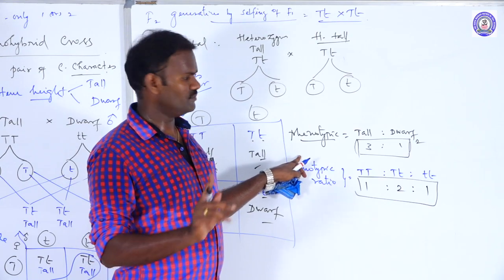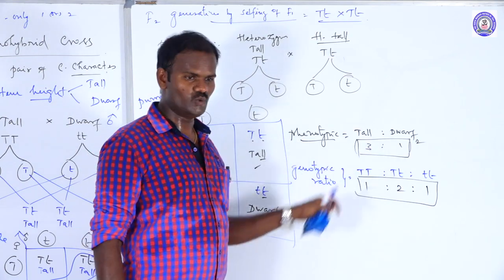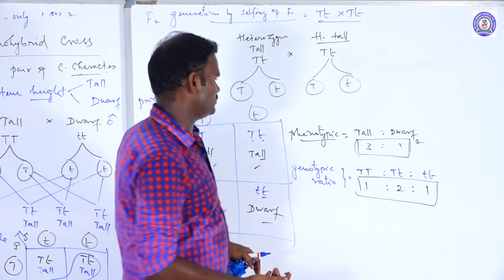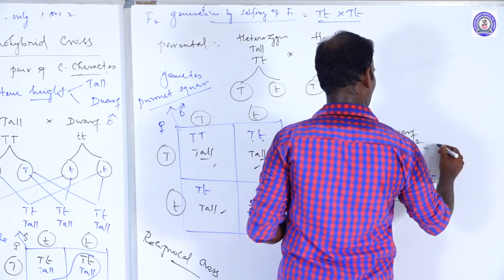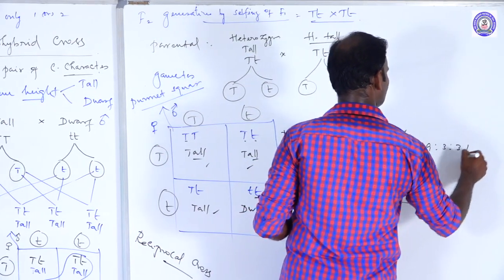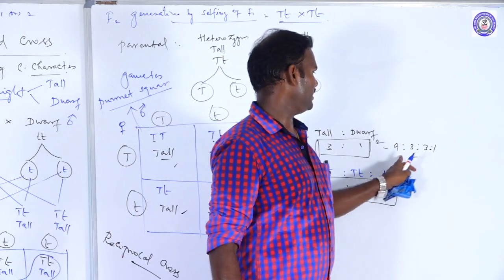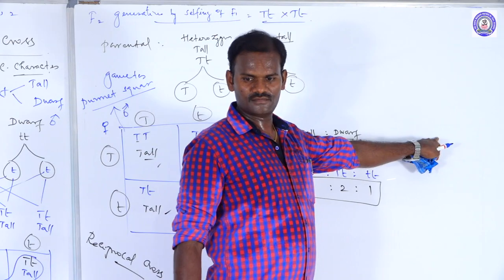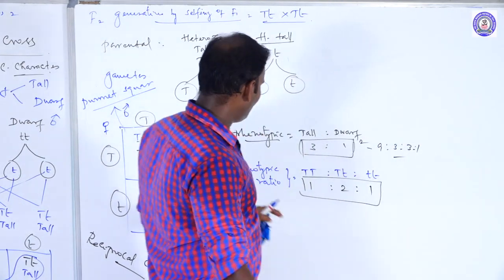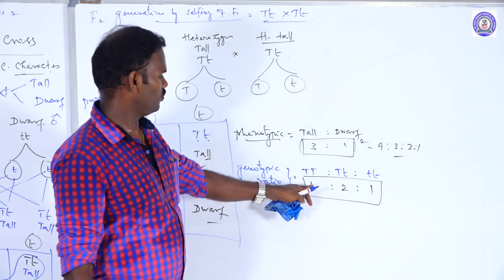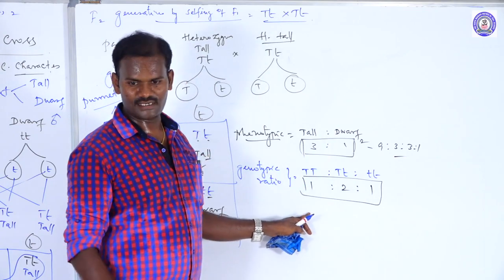In monohybrid cross, Mendel obtained the phenotypic ratio 3:1. In dihybrid cross, actually, whole square, 9:3:3:1. In trihybrid cross also, whole square, 9:3:3:1 whole square. Likewise, it goes on. What is the genotypic ratio? 1:2:1 in monohybrid cross.